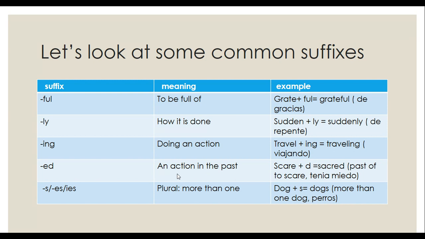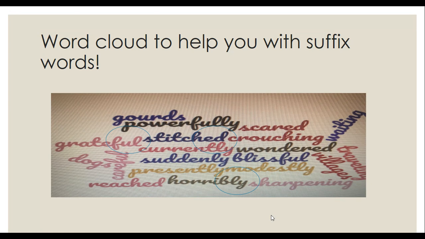Suffix is ly. What does that mean? How it is done. Fastly, right? Suddenly. Ing, doing an action, like traveling. Ed means an action in the past, like scared. The suffix s or es, which makes it plural, more than one, like dogs means more than one. So let's look at this word cloud to help you with suffix words. So you've got grateful, the suffix full, stitched, the suffix ed, and horribly, the suffix ly.